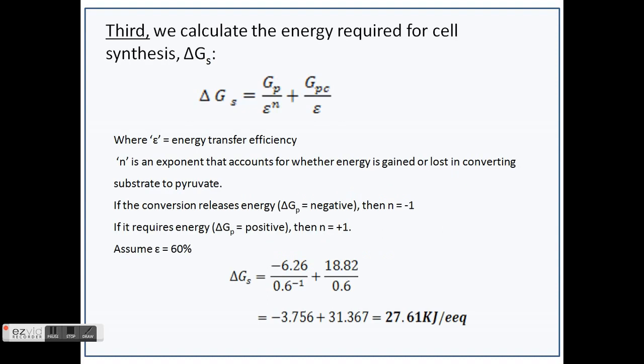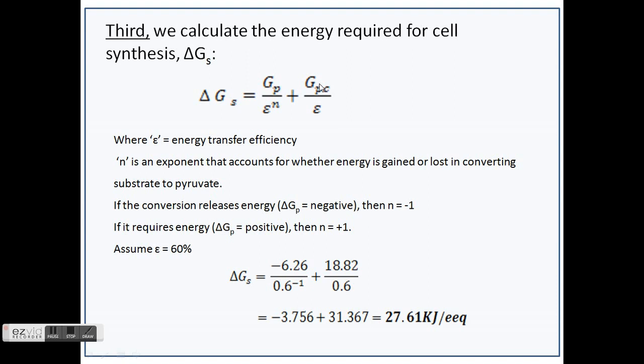So this is the portion, the energy to convert to pyruvate plus pyruvate to cell carbon, and this is our efficiency, energy conversion efficiency, transfer efficiency. So we've calculated this and we've calculated this, so we just put that in our equation. These two energies, we'll add them up, factor in efficiency to see the energy required for cell synthesis.